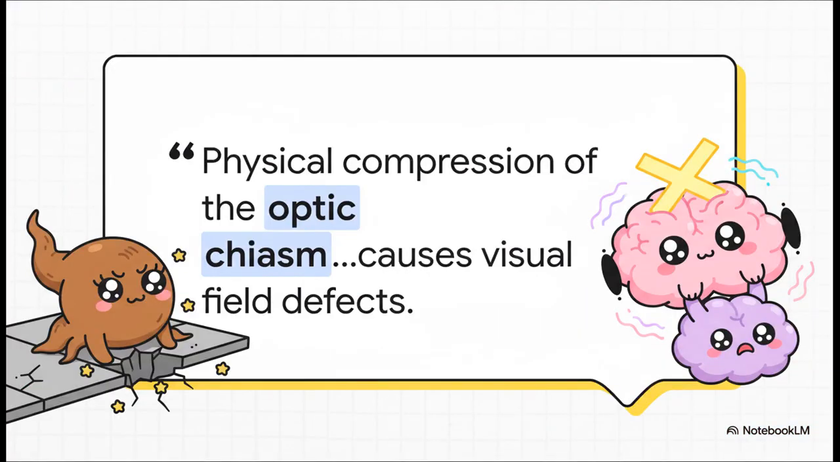This analogy here just perfectly illustrates mass effect. Think about a tree root growing under a sidewalk. That relentless pressure eventually cracks the concrete. A macroadenoma does the same thing. When it pushes up on the optic chiasm above it, it causes those classic visual field defects called bitemporal hemianopsia, basically a loss of peripheral vision. This pressure is also what explains those persistent headaches that patients like Maria experience from the stretching of the dura mater.